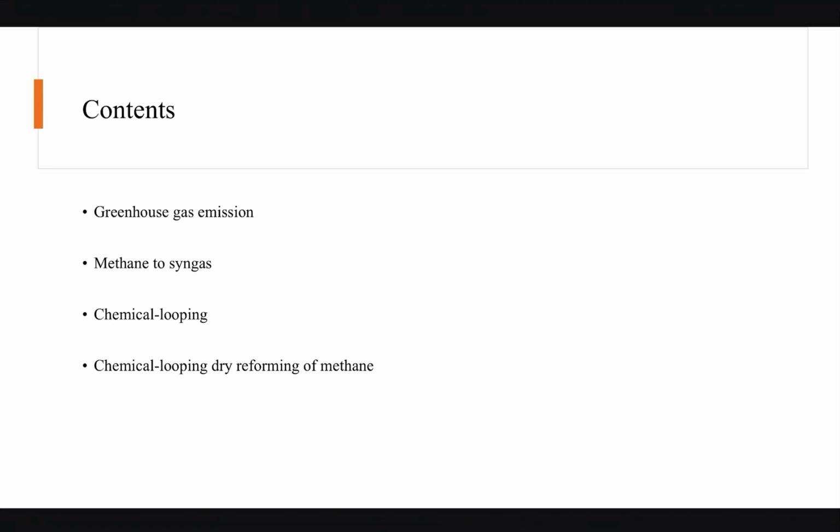First, I'll introduce how I will discuss this. The first topic is greenhouse gas emission, the second is methane to syngas, the third is chemical looping, and the fourth is chemical looping dry reforming of methane.